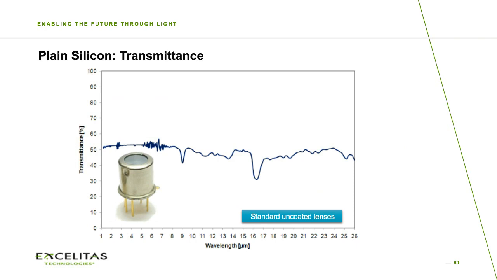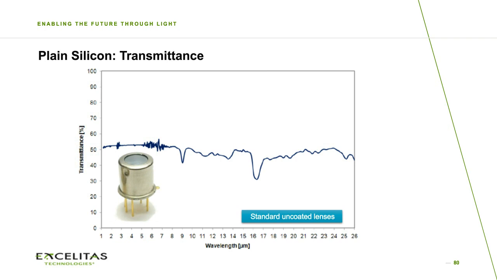Then, what about the filters which we are using? You can have a look at the transmittance for plain silicon, which is the case for standard uncoated lenses. This transmission goes down to below 1 micrometer, which means when you have in your application another source of radiation like an LED, a laser, whatsoever around 1 micrometer, this can actually disturb your sensor.